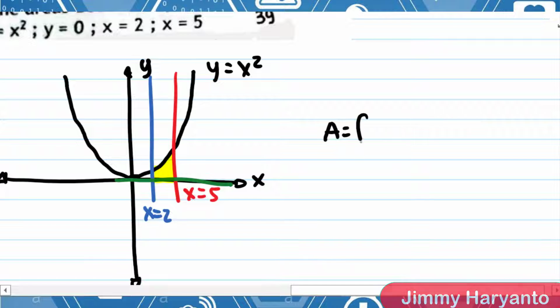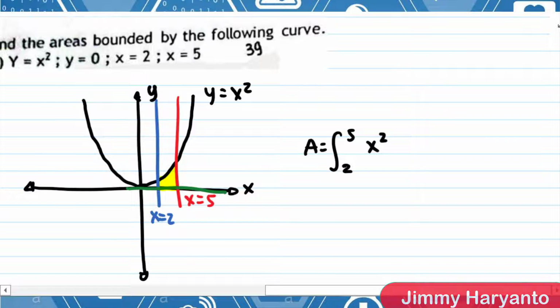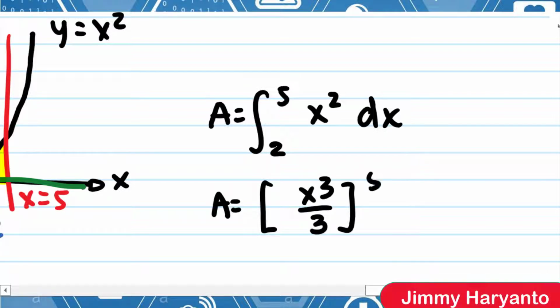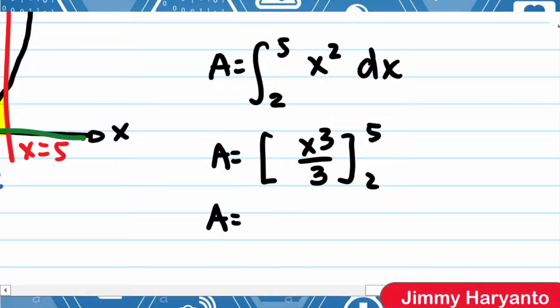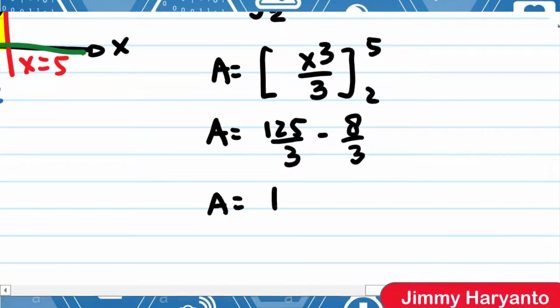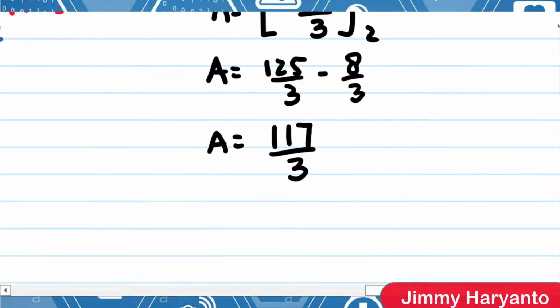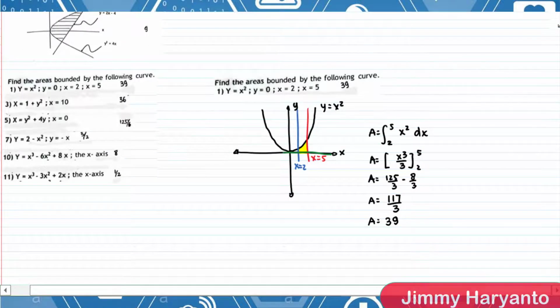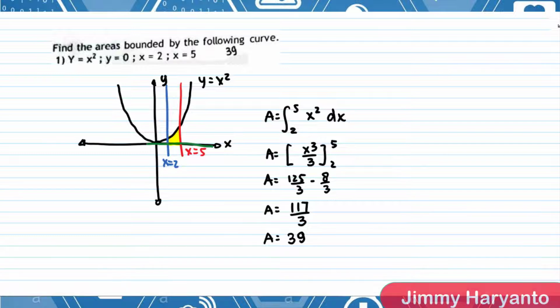So the area will be the integration from 2 until 5 with x squared as the function, dx. And then all you have to do is calculate it. X to the power of 3 over 3, from 2 to 5. Plug in the 5 first. 125 over 3, and then plug in the 2, 8 over 3. You will have area equals 117 over 3. I think we can calculate this. 39. Yeah, 39. Okay, good. So that is for number 1.